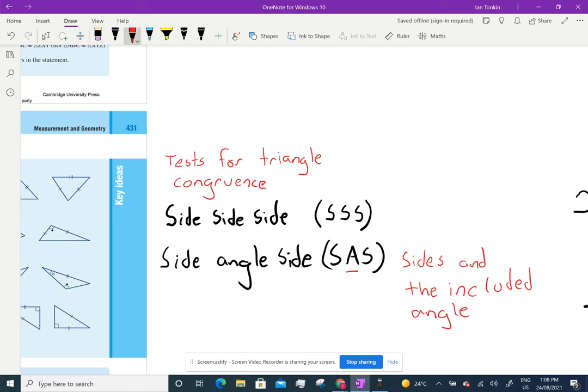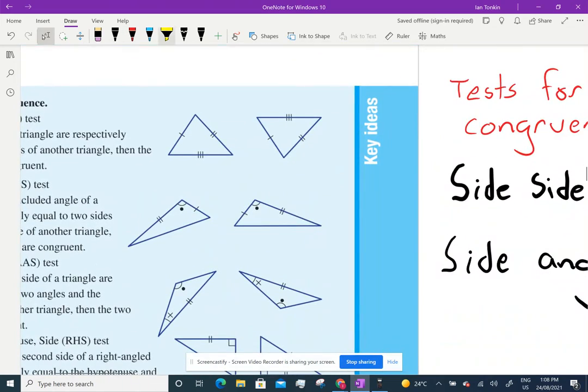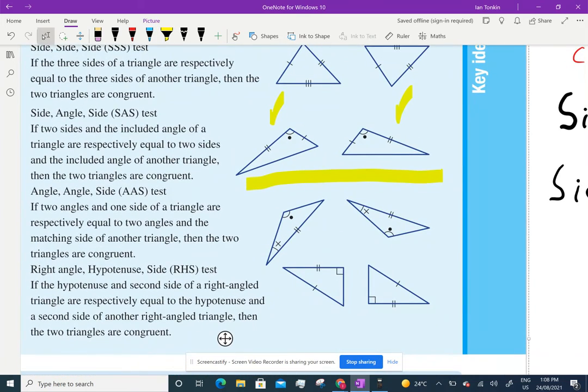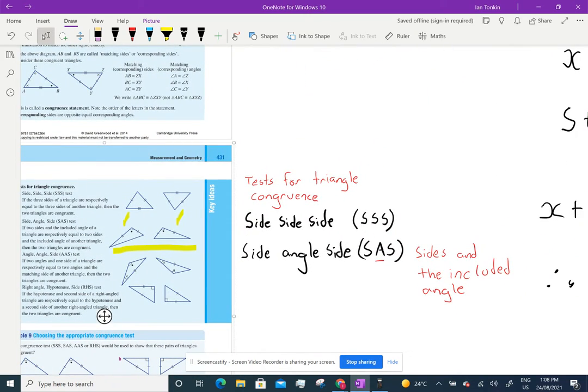And that's very, very important. The angle must be between them. So as you can see here, in this one, this and this are the same because the angle is between the 2 sides that you have been given. In these two, which we're going to look at in a minute, the angle must be between. It must be the included angle. This is very important. All right.